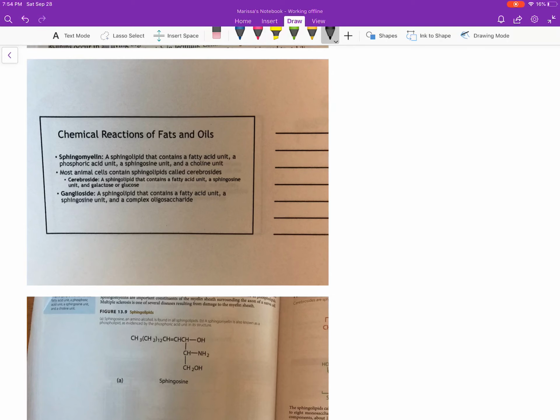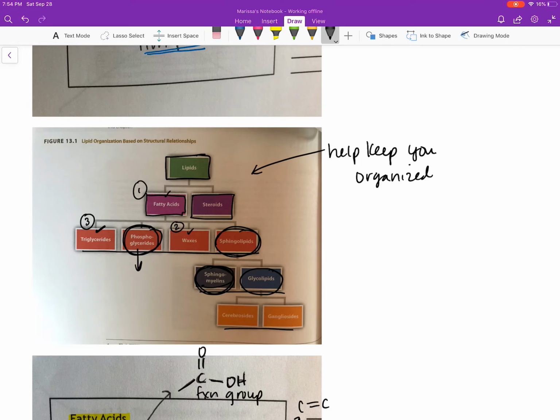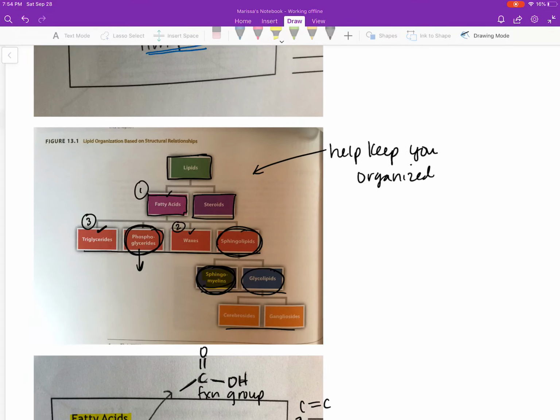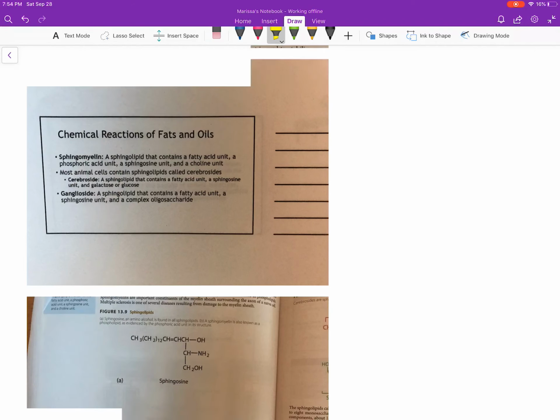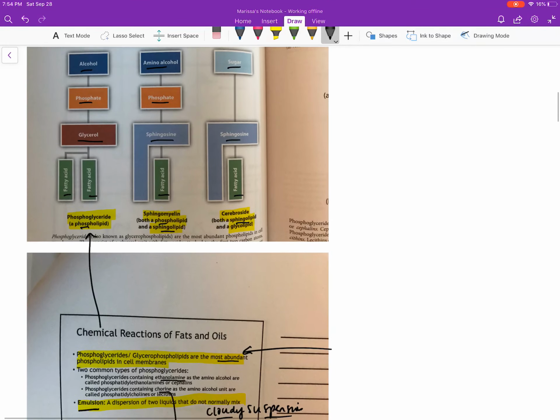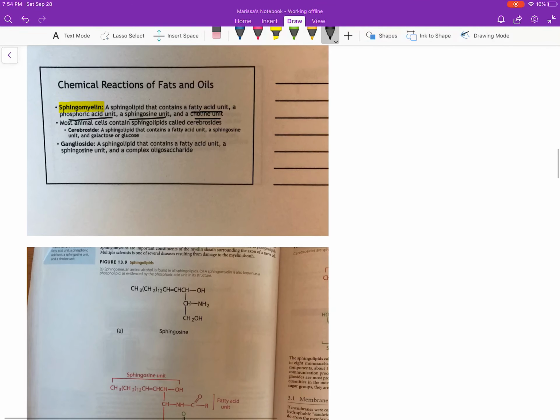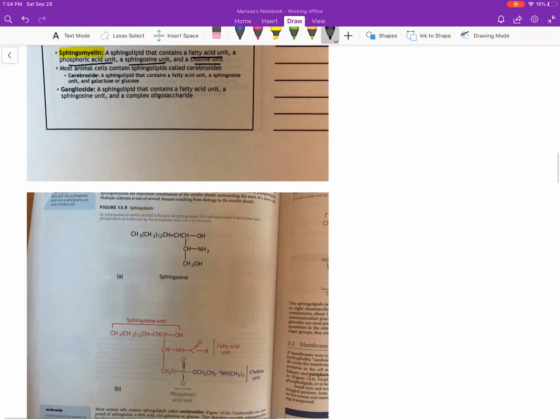All right, so what is a sphingomyelin? So this is our other group if we go back to here. So we're looking at this group right here now. So what are they? A sphingomyelin is a sphingolipid that contains a fatty acid unit, a phosphoric acid unit, a sphingosine unit, and a choline unit. So let's look at this structure. I think it might be down on the next one. Yeah, it's on the next one, right here. So it has the sphingosine, the phosphoric acid, the fatty acid, and the choline. Okay.